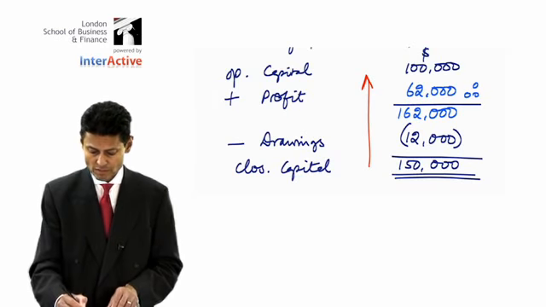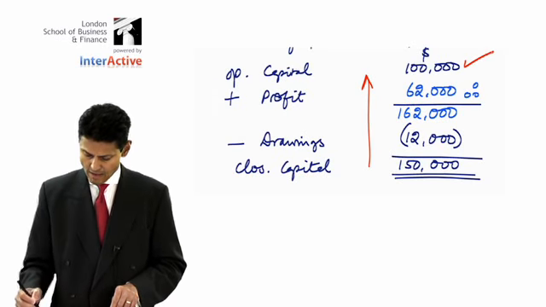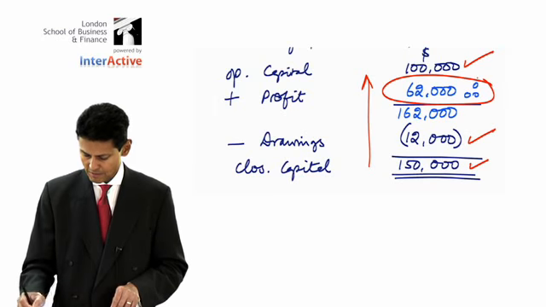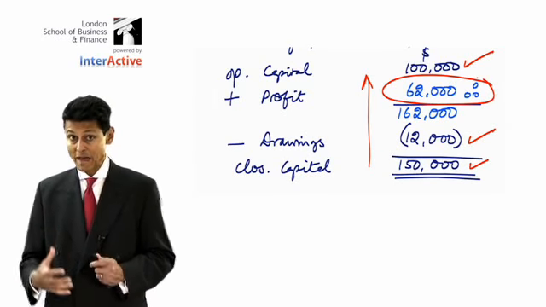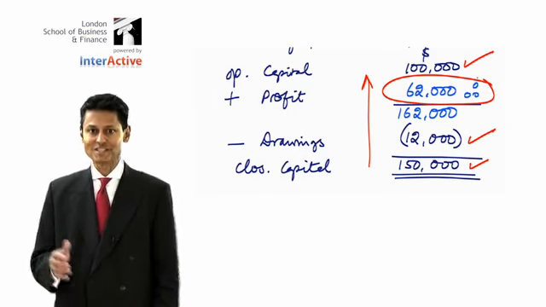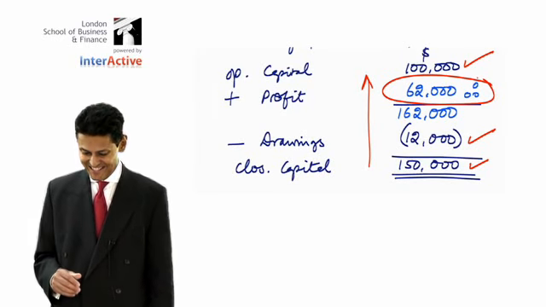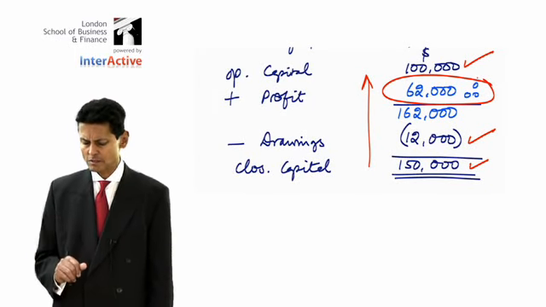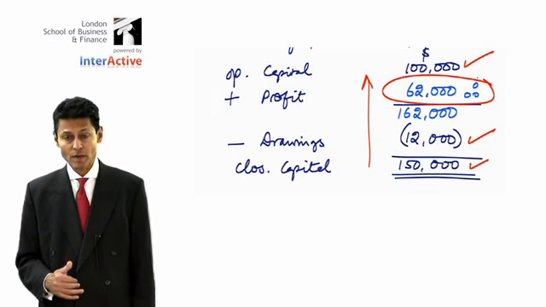So if the examiner gives you this, and this, and this, you can work this out. So obviously, if you're working backwards like that, do work forwards as well to make sure you're on the right tracks. So 100,000 plus 62 looks like 162. Minus drawings of 12 gives you 150.